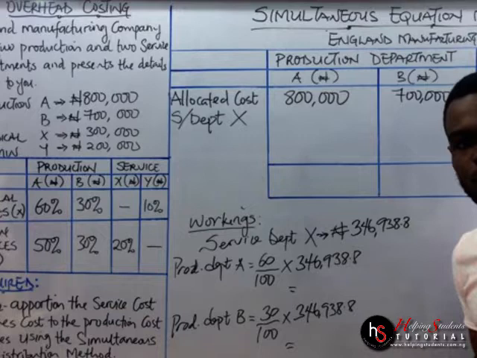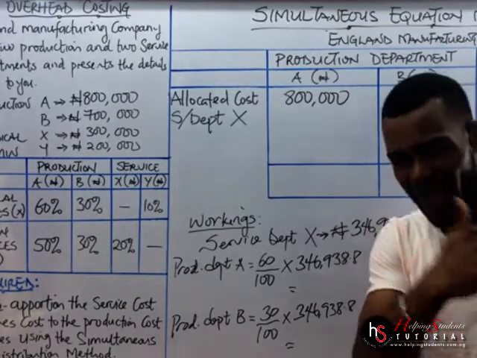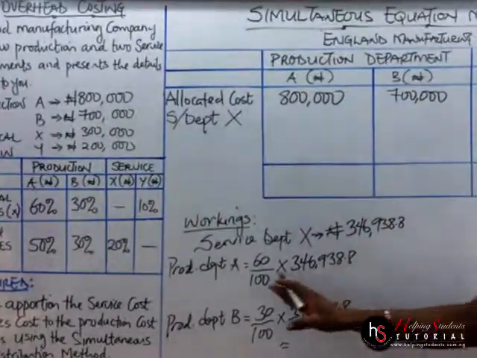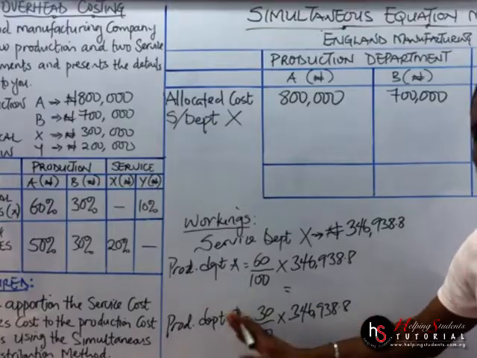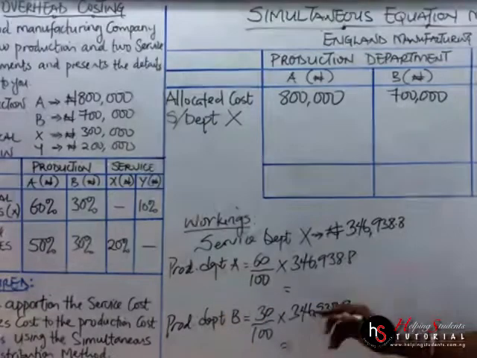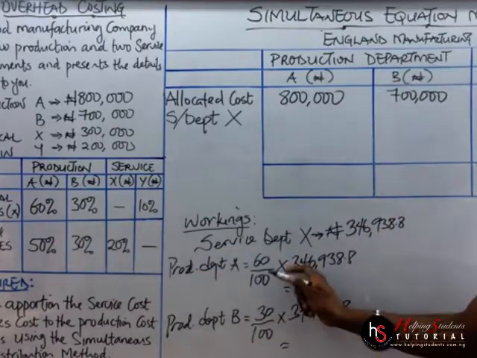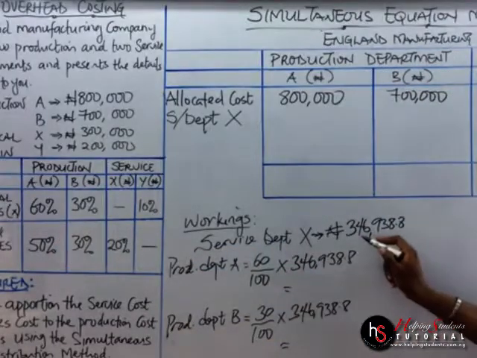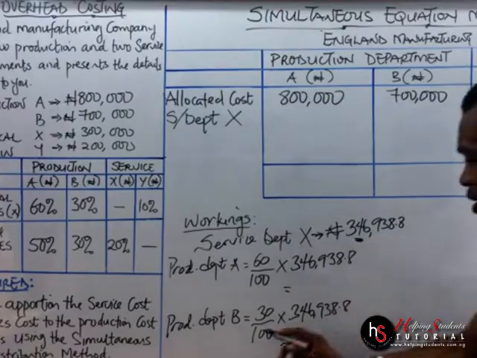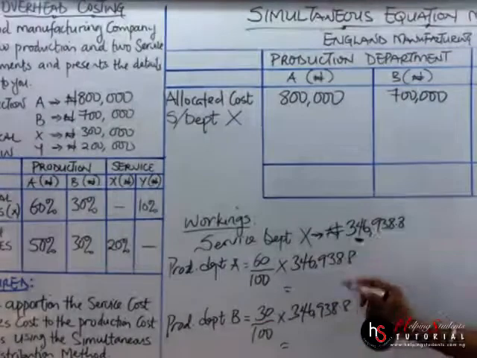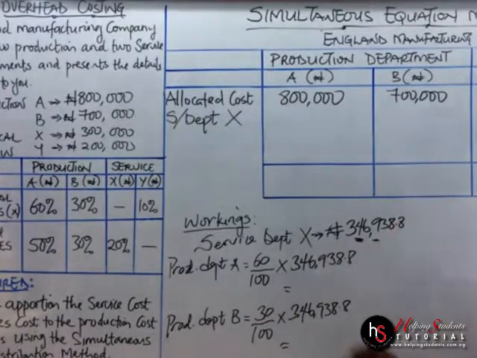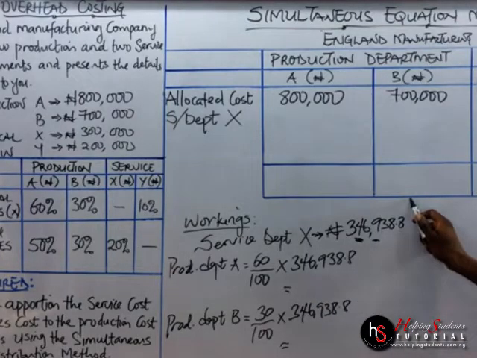Remember, what we are actually doing is this. The value we had for X, we are going to want to share it to the two departments, the production departments A and B. And we have the percentage already. So that is the reason why we have 60 over 100 times the value of that X which we had. Then 30 over 100 times the value of the same X, all right, which we had. So once we are done with this, we'll get the answer.